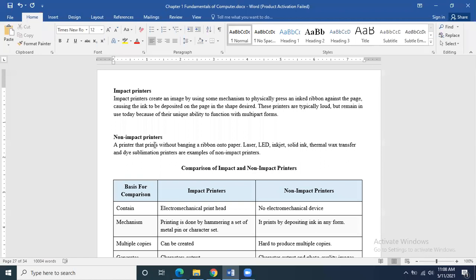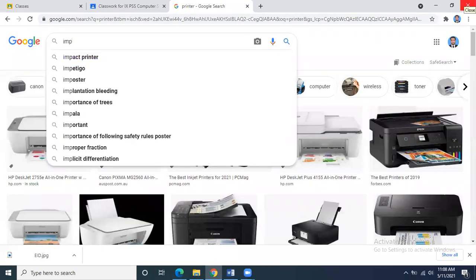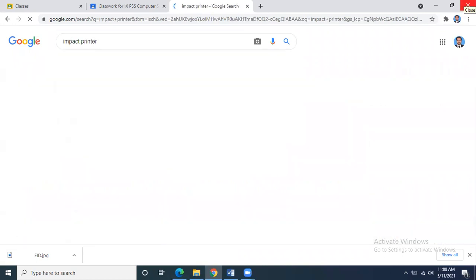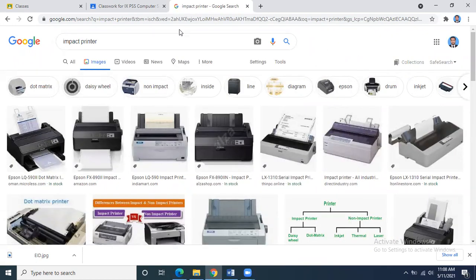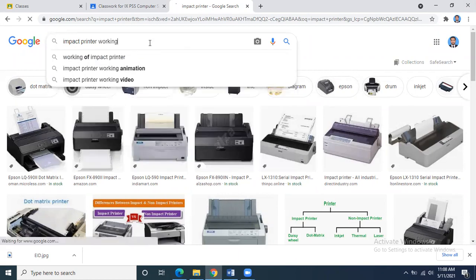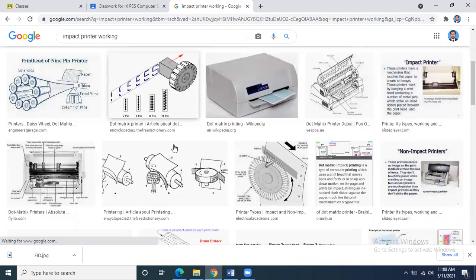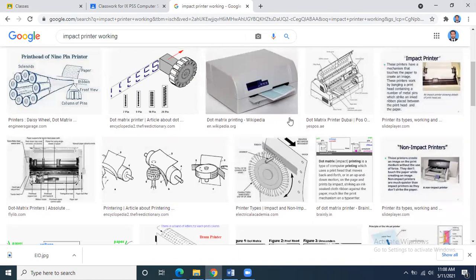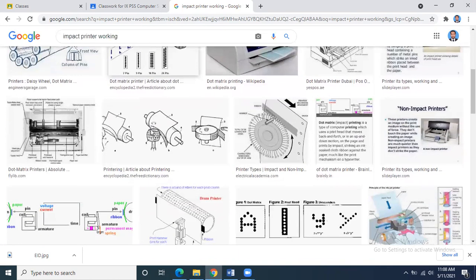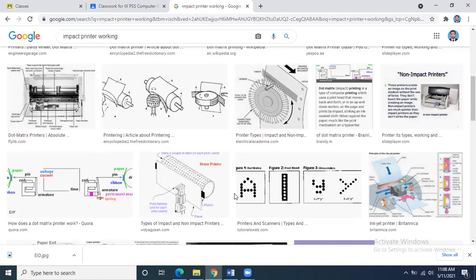So when we say impact printers, impact printers will have a physical striking mechanism. A hammer-like structure will be there in the impact printer, and these will be noisy as well. Impact printer working: if we check, you'll be able to see that normally it will either have a wheel with it, a physical striking mechanism, just like a typewriter. The writing head is going to strike on the color ribbon, and then it is going to create an impression on the paper.